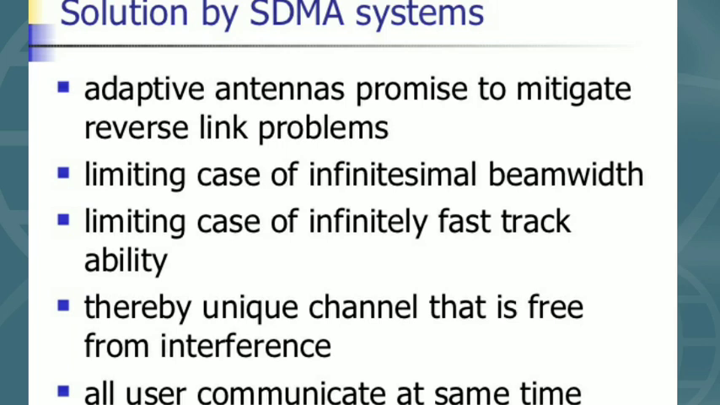The reason why we are going with space division multiple access schemes: it uses adaptive antennas to mitigate reverse link problems, in the limiting case of infinitesimal beam width and the limiting case of infinitely fast tracking ability. Hence, the channel is free from interference and the users can communicate at the same time using the same channels.